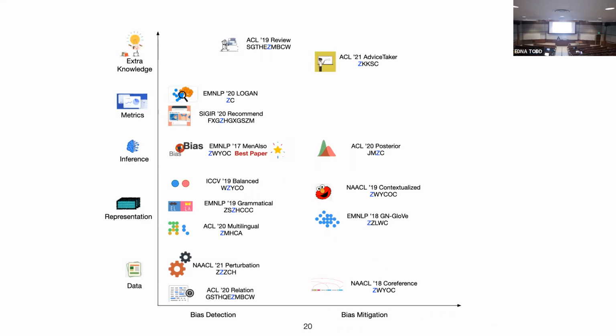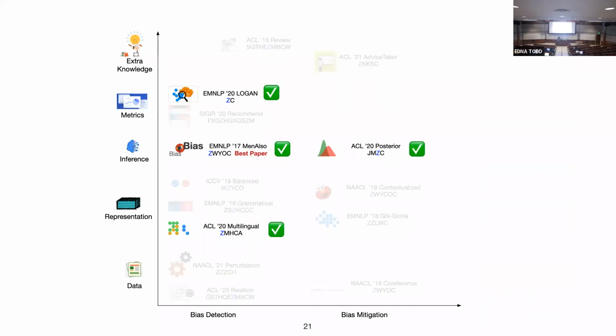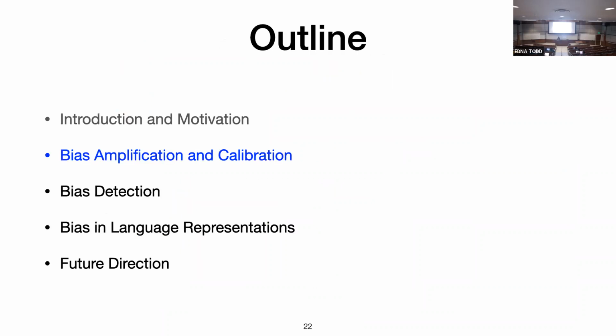Although bias detection and mitigation are innovative directions in NLP, they are actually aligned with existing NLP and machine learning directions. For example, people have worked on making machines understand common sense. It's related to my work about adding extra knowledge to intervene in the model behavior so that we can reduce the model bias. I'm not going to cover all of them, but I will discuss some of the connections in this talk. Specifically, I will cover these papers in this talk. I'm done with the introduction and the motivation. Next, I'm going to talk about the details of my work.